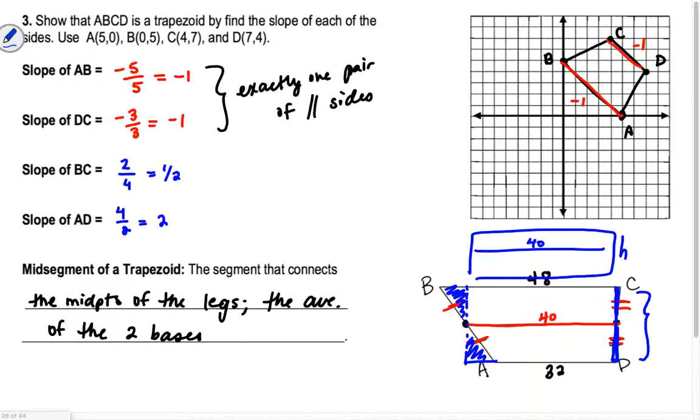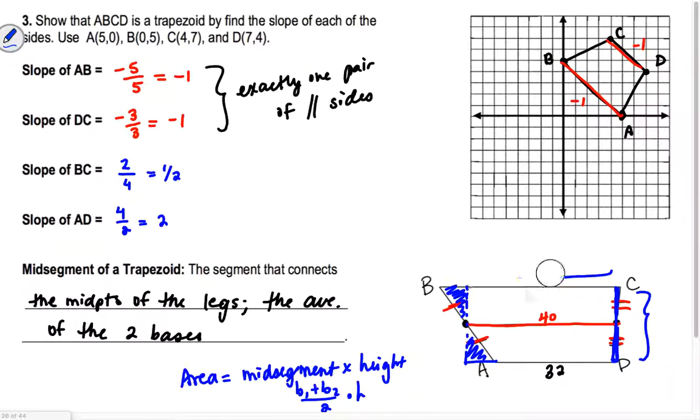Okay, so the area of a trapezoid is the mid-segment times the height. That's the best way to remember it. So our midsegment was our two bases added together, divided by 2, and then we multiply by the h. So the midsegment times the height. Do you guys remember that? All right.